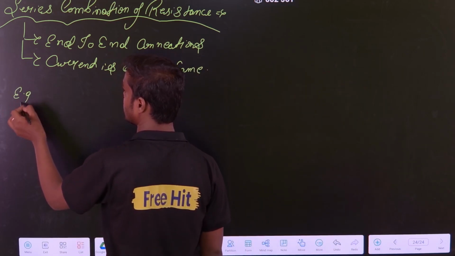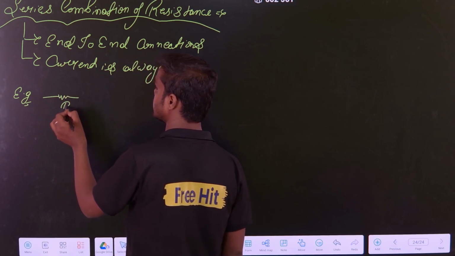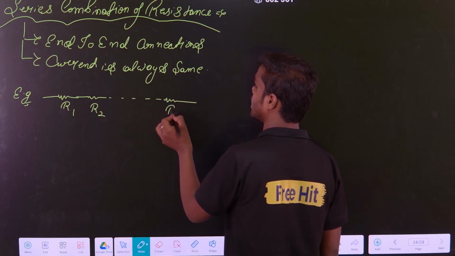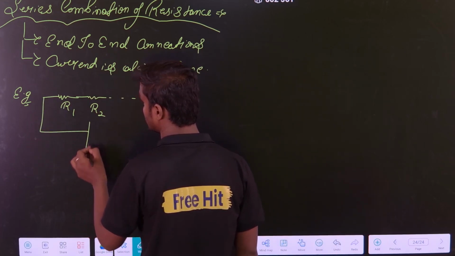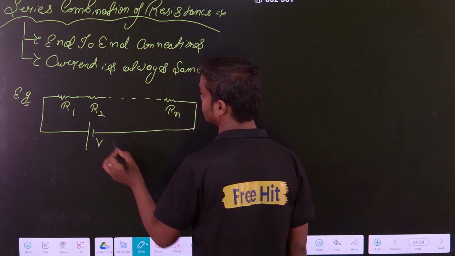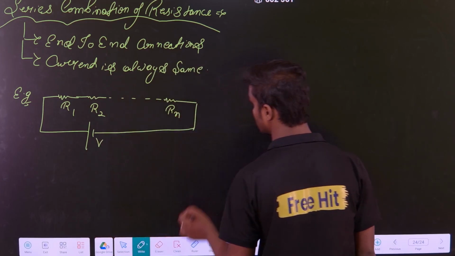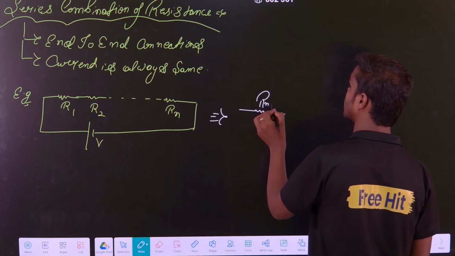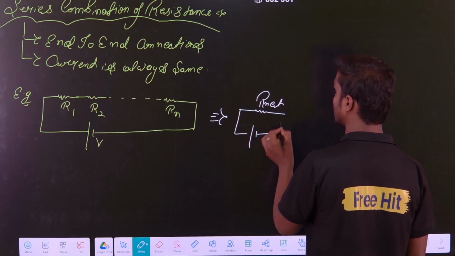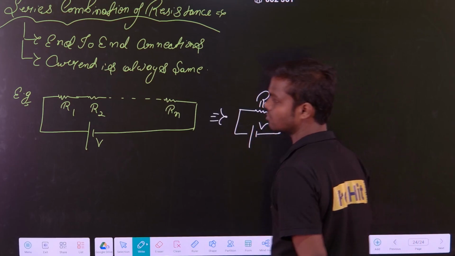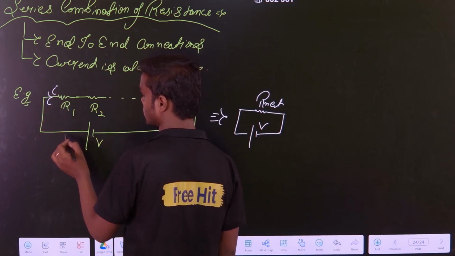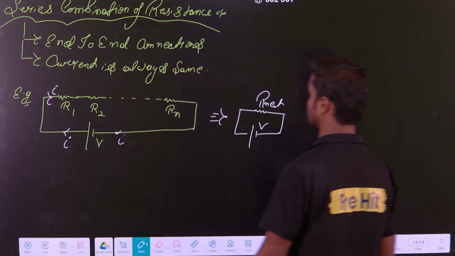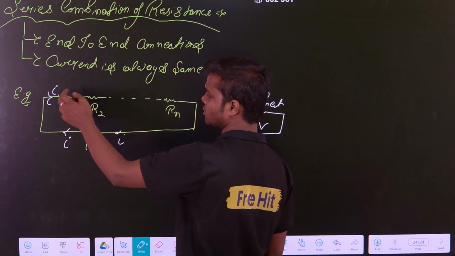So for example, suppose there are n resistances, R1, R2, like that, we have n number of resistances, and they are connected with a battery of voltage V. I want to replace this whole thing with an equivalent single resistance R net connected across the same battery V. Then how will I do it? Suppose the current is I, the battery gives a current I from here, and it will take the same amount of current. That is a property of the battery. So the current will be the same in all resistances, obviously.